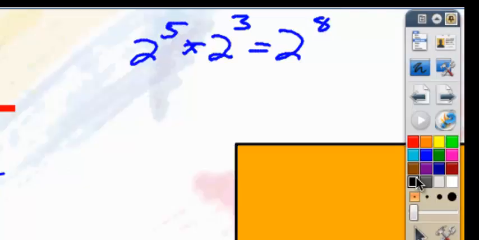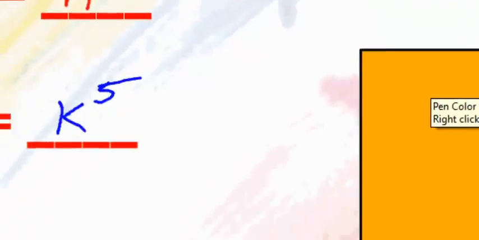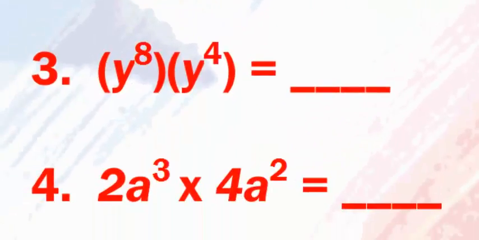Okay? So, for number 3, what's the base that's in common? Y. So my base is Y. And what do we do with the powers? So what do we get? 12. All right, for number 4, any ideas?